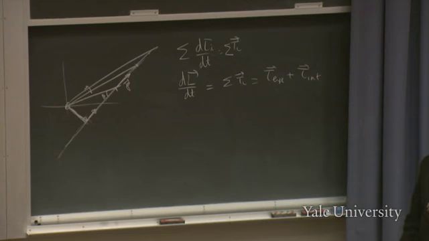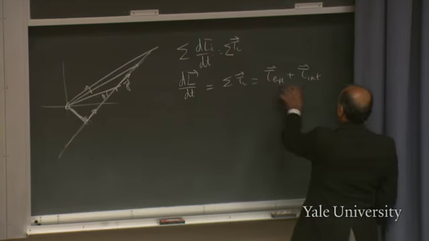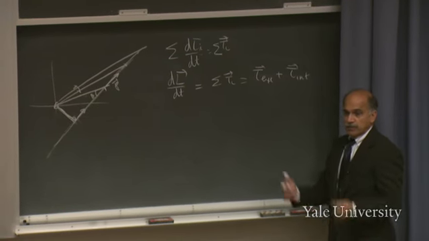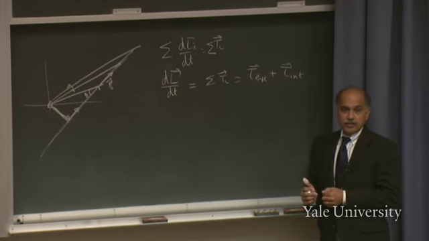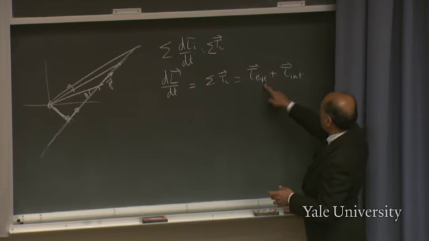I'm going in the same way as I did with momentum. The rate of change of total momentum of a system is the external force plus the internal forces. Remember, the internal forces canceled in pairs, and therefore we could drop that, and therefore the rate of change of total momentum was the external force.